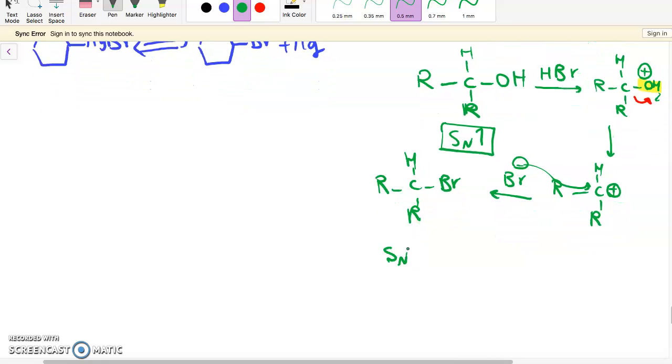So SN1 and E1 usually happen together, though it really depends on the conditions, and this condition, if you're using bromine, actually favors SN1. But if I don't want to get even a little bit of E1, the elimination reaction, what other methods do I know that I can convert alcohols to alkyl bromides?